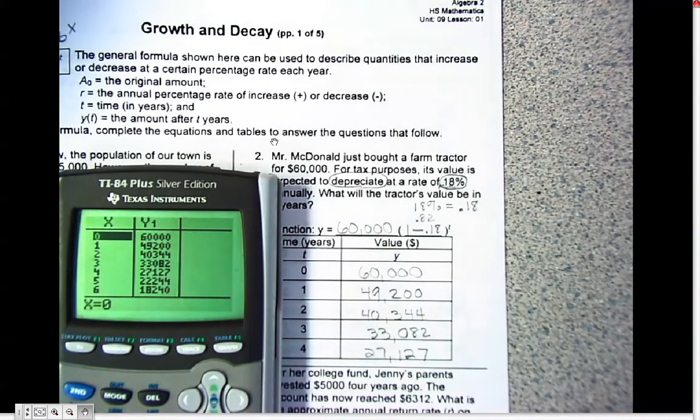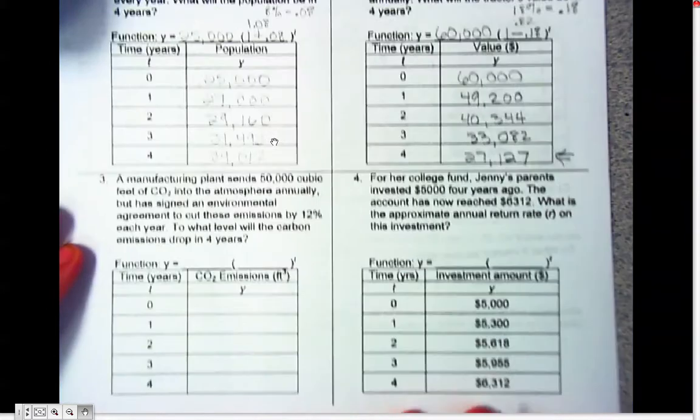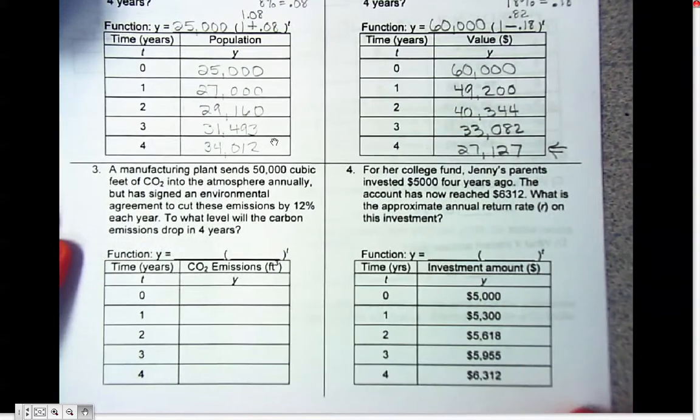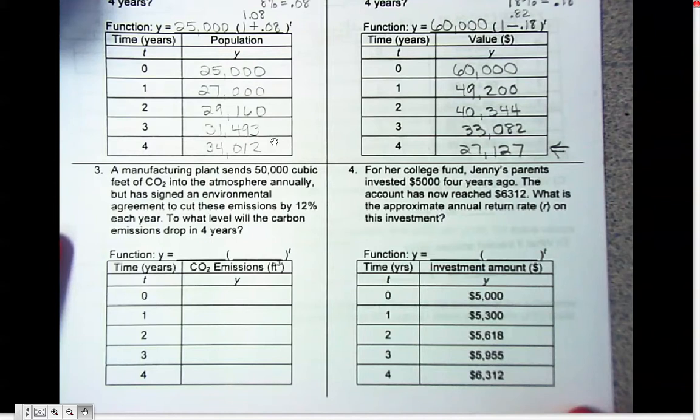Okay. So these are, after 1 year, the tractor was worth $49,200. After 4 years, the tractor is worth $27,127. Okay, now I want you to do 3 and 4, just like 1 and 2. On 4, all you have to do is write the equation, and then I will check it.